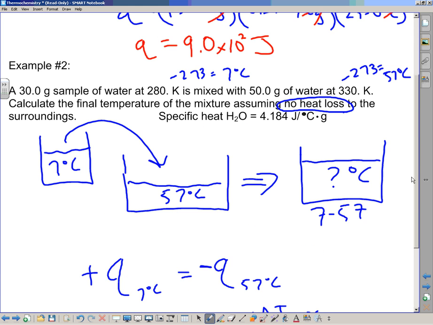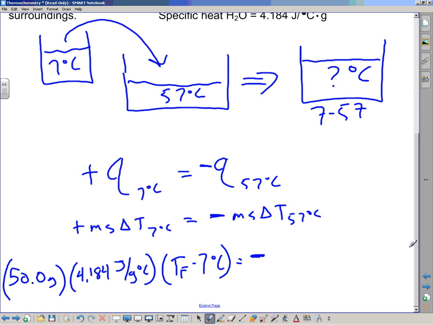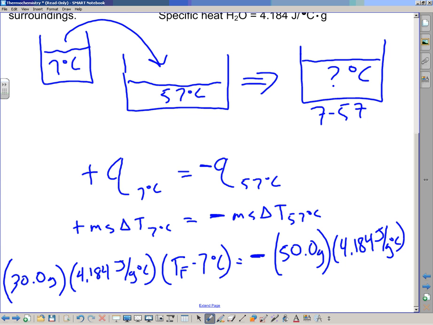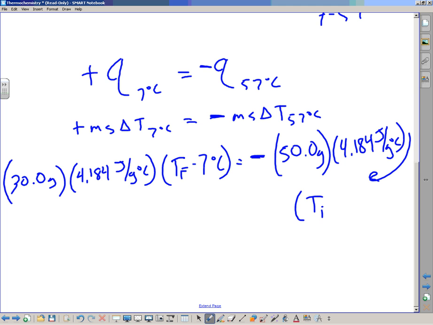Oh, wait a minute, did I get my numbers backwards? I did, didn't I? Yep. This one's 30, not 50. Excuse me. Right? Your 50-gram sample is the higher temperature one, times its specific heat. And then, of course, I ran out of room. So we have TF minus 57 degrees Celsius. Oops. Questions?